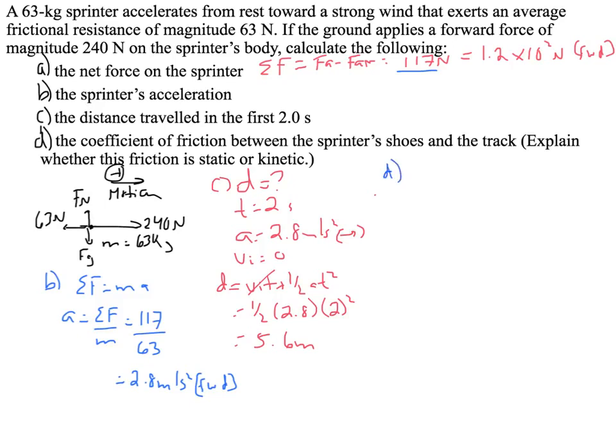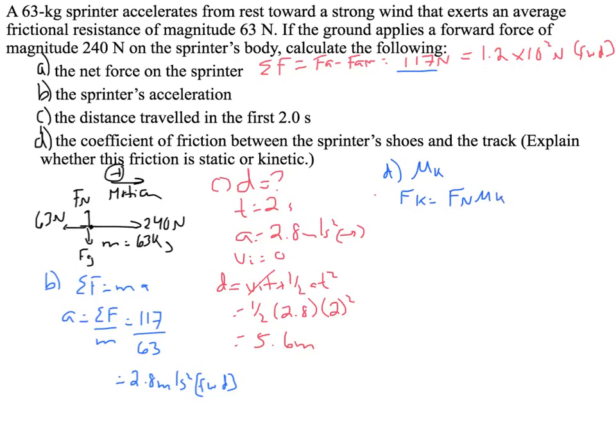D says the coefficient of friction between the sprinter's shoes and the track. It should be: what is the coefficient of friction between the sprinter's shoes and the track? Explain whether this is static or kinetic. So for D, we're looking for mu k. The question is based on him running, so we will ignore the initial static friction and only focus on kinetic friction. So we have Fk equals Fn times mu k.